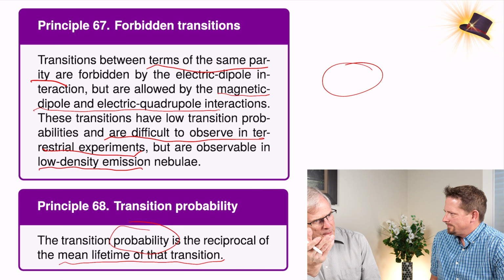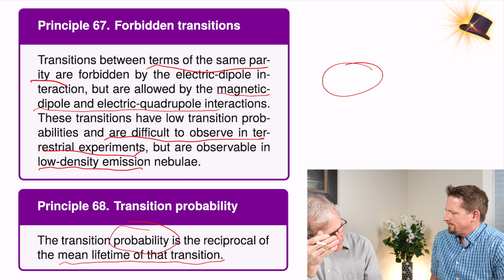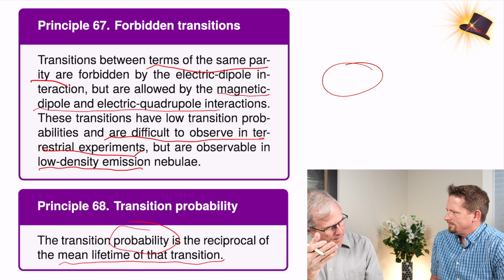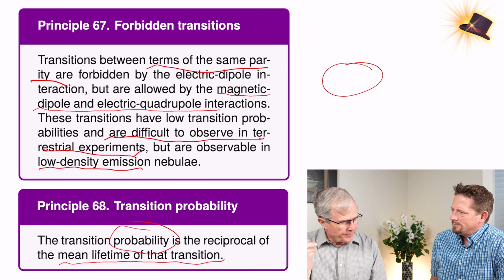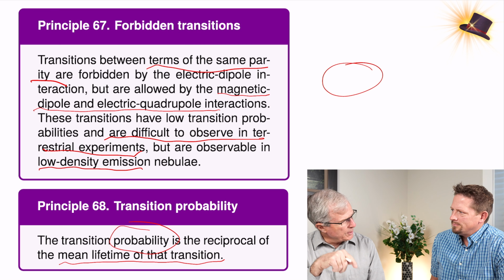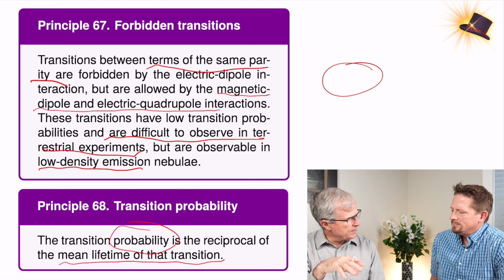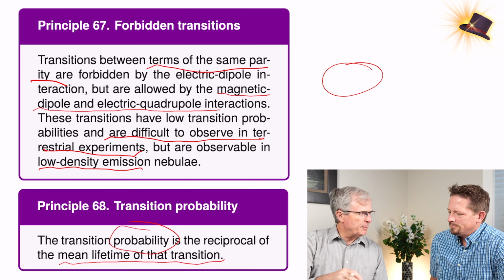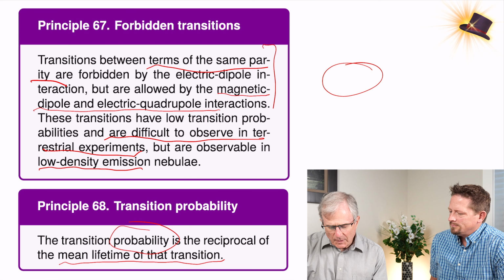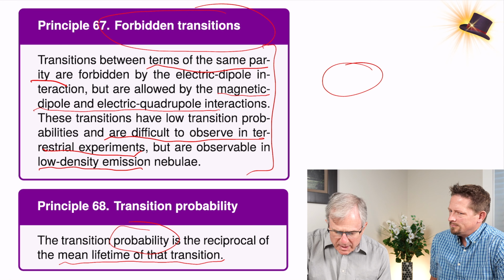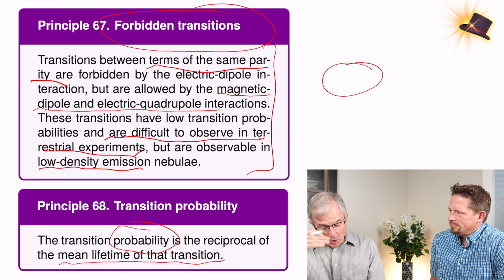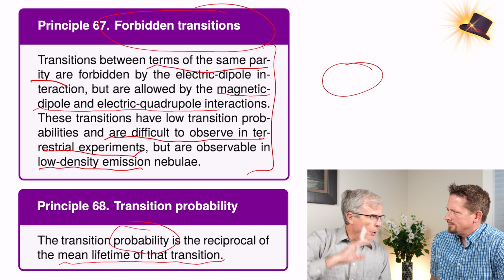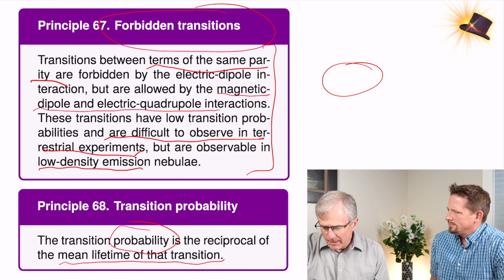So if the lifetime is very long, if it's going to sit there in level 3 for a long time, then that mean lifetime is long, and you take 1 over a big thing and you get a small thing. So the transition probability is very low. It has a low probability of transitioning down. These forbidden transitions have very long mean lifetimes and very low transition probabilities.